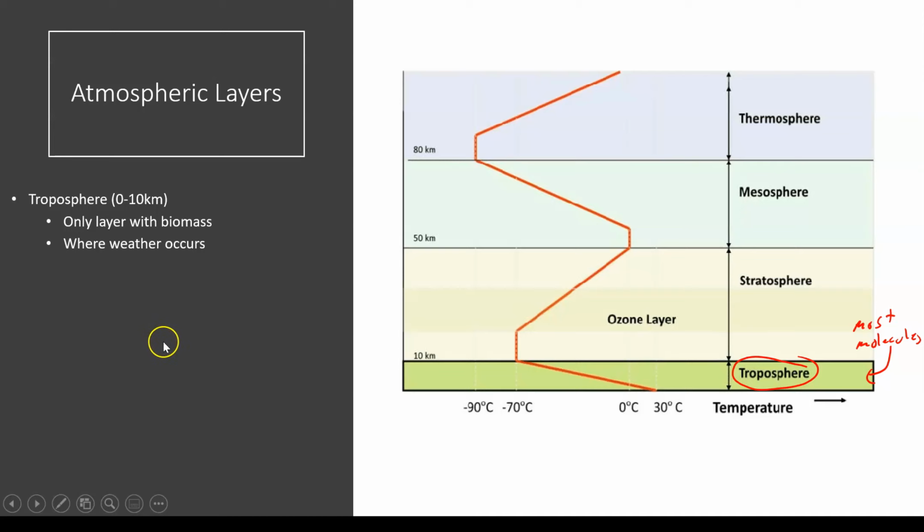It's also the layer in which weather occurs. So when you see those giant towering cumulonimbus clouds, or what they call thunderheads sometimes, they're reaching pretty high up in the atmosphere. They are staying well within the troposphere.